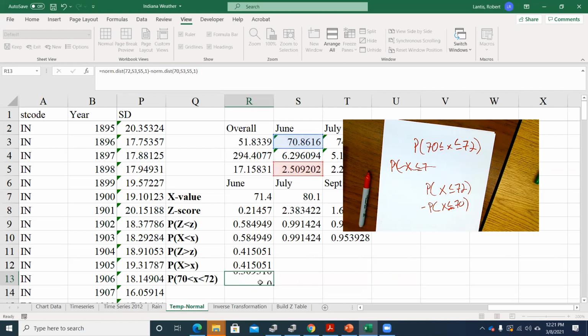So I go ahead and do that. It'll do all that work behind the scenes for me, basically converting both those into z-scores, finding the area to the left of both of them, and then I told it, subtract the smaller one from the larger one. Okay.